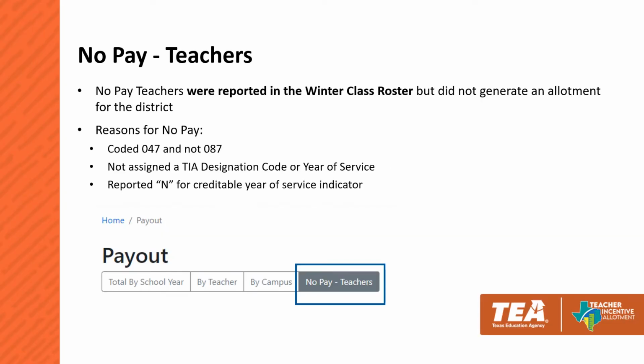One more reference to no-pay teachers. So again, these were reported in winter class roster, but did not generate an allotment. The most common reasons: either they were coded as 047 and not as 087. Given that this is the first year that districts used a TIA designation code or year of service, it's possible that there were some oversights with the PEIMS coordinators and maybe they were not given the creditable year of service. But those will show up on your payout no-pay teachers. Very important to check that tab and make sure that all of those teachers that should have been eligible are in the payout by teacher page and not the no-pay teachers.